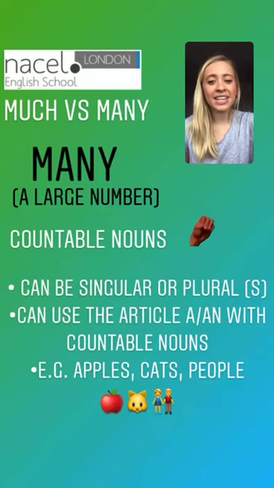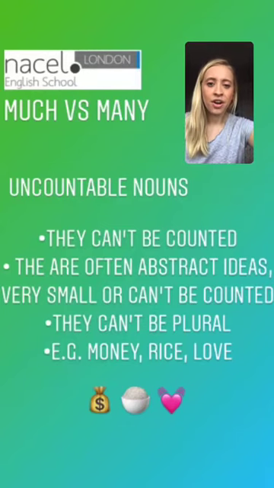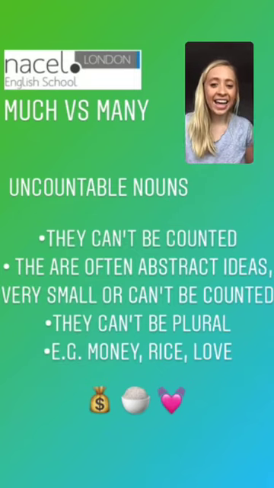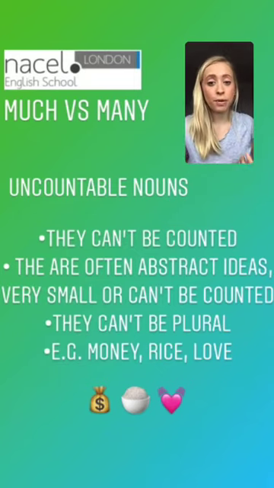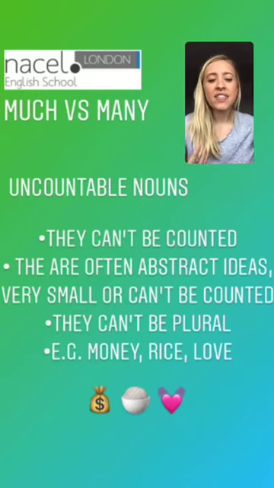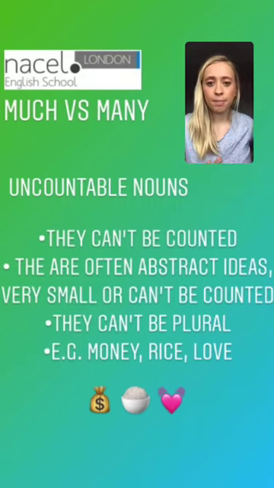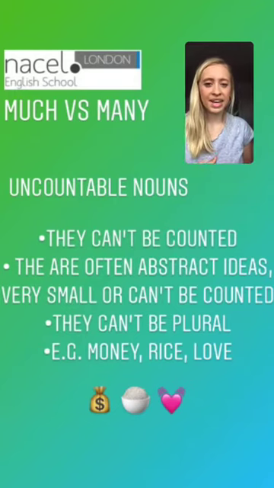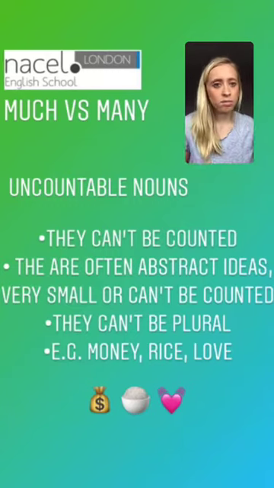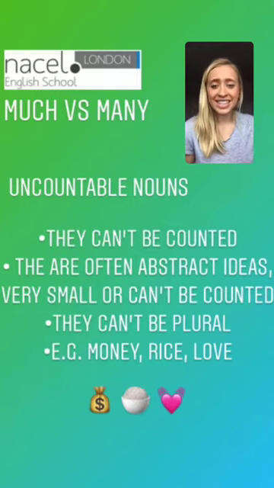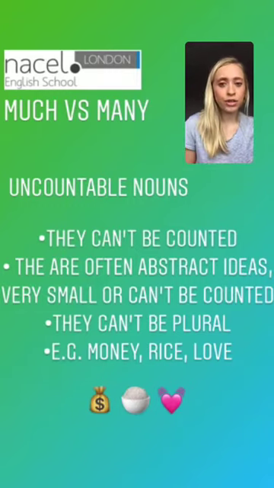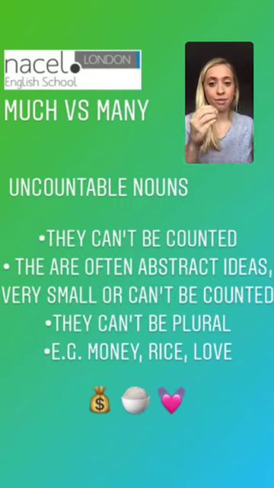The second one then is uncountable nouns. Okay, so these are the opposite. They cannot be counted. It's not possible to count them. And they are often abstract ideas, things that are very small or, as I said, can't be counted. They also can't be plural, so you cannot have the s. The examples here are money, rice, and love. Money we cannot count. We do not say 1 money, 2 money, 3 monies. We don't say this. Yes, you can say €2, $3, but not the noun money.